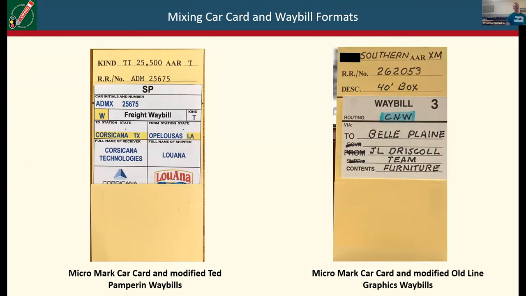This slide is showing how you can mix and match the various formats. This one on the left is the Micromark car card, then it has the modified Ted Pamperin Waybills. Then the right side is the Micromark one, then it has the old line graphics Waybills. So you can mix and match whatever formats you want. I've seen quite a few layouts that have the Micromark car cards, then use other people's Waybill formats.